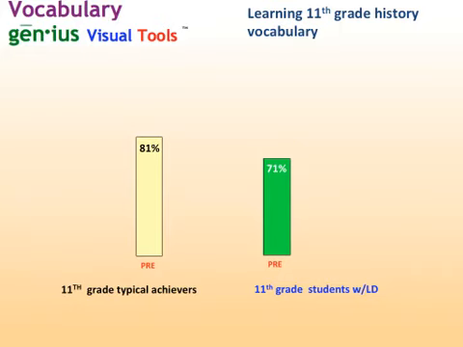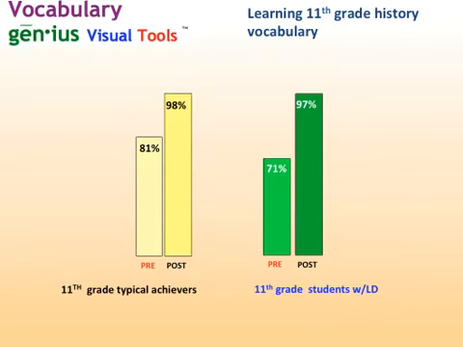Then we started using Genius with both groups. This was an inclusion classroom, so they're all together. And what we found with the typical achieving 11th graders, what happened to their knowledge of vocabulary when Genius was used, is it went from a low B, like 81%, to a high A, or 98%. So we're sort of clicking our heels at that. That looks pretty good. Then we wanted to see, well, what happened to the students with learning disabilities? And basically we found that they went to high A's as well. So this was pretty encouraging. Very significant gains, and particularly powerful for the students with learning disabilities.